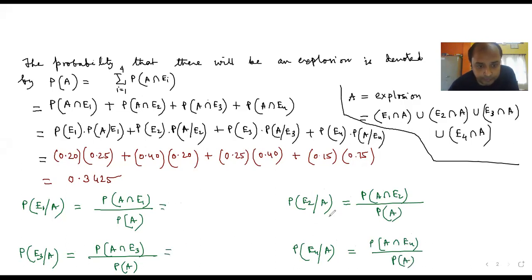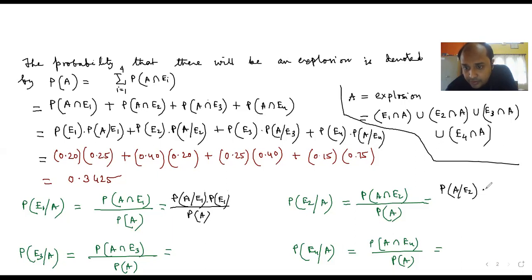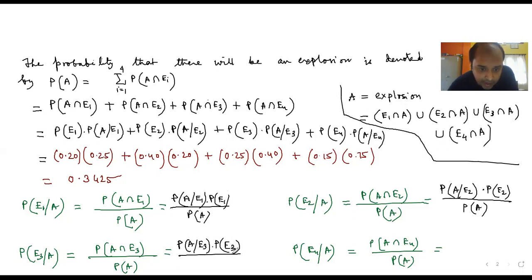Okay, so now we are going to write this as the probability of A given E1 into the probability of E1 by the probability of A. This can be written as the probability of A given E2 into the probability of E2 by the probability of A. This can be written as the probability of A given E3 into the probability of E3 by the probability of A. And this can be written as the probability of A given E4 into the probability of E4 by the probability of A.